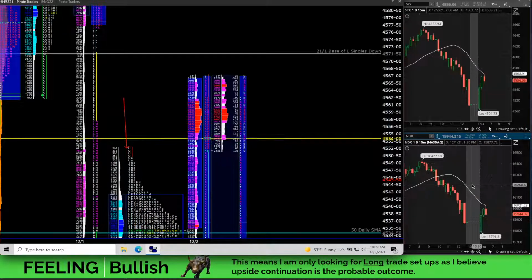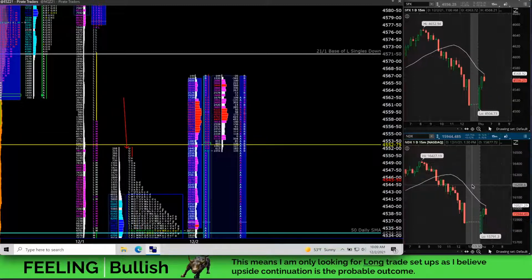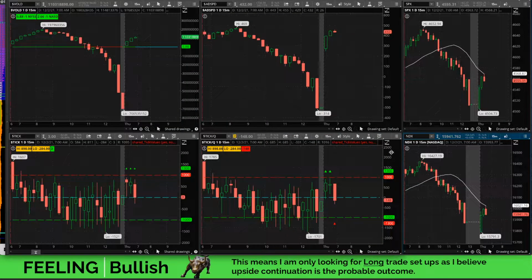Uh-oh. Looks like pretty strong resistance there. Starting to get those ticks back below the zero line.